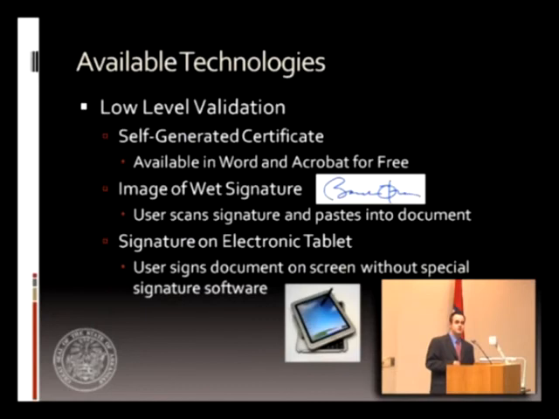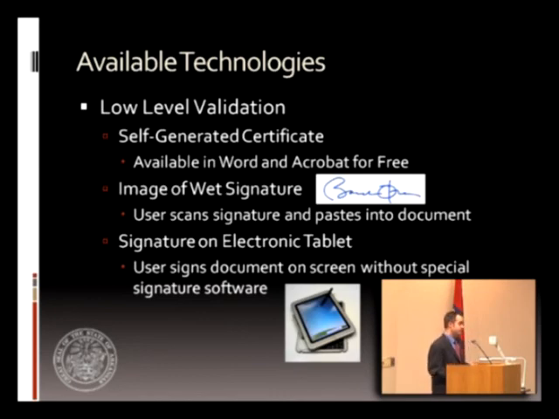All right, so let's talk about some of the technologies that we're actually using to implement the digital signatures and electronic signature standards here in the state. The first is a self-generated certificate. Open up Microsoft Word. You can sign a document today for free with a digital signature that you create inside of Microsoft Word. You can do the same thing with Adobe Acrobat, as well as a number of other products.